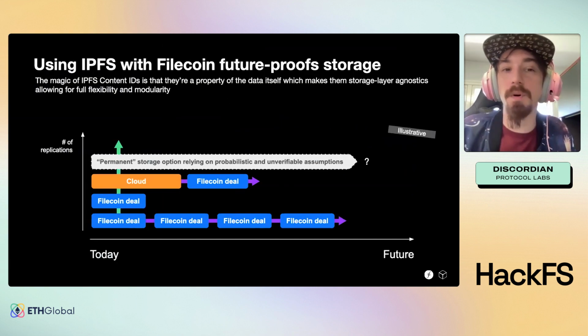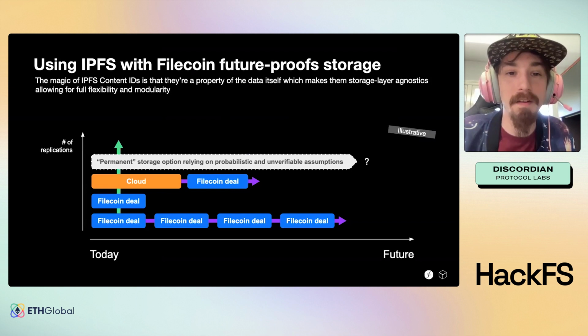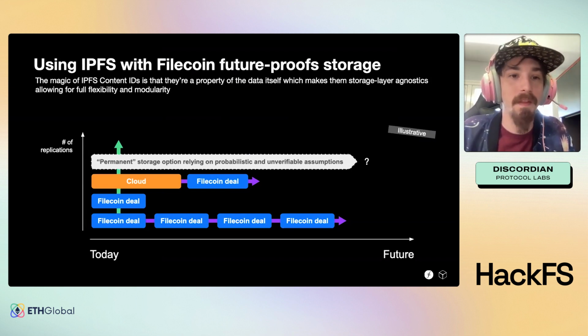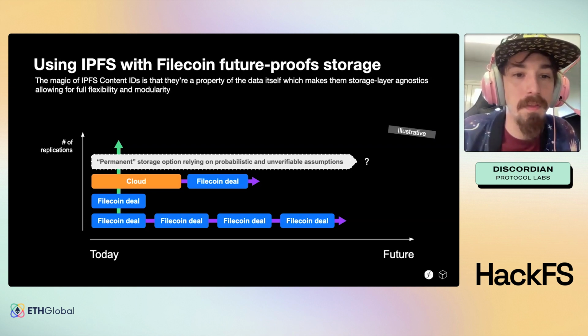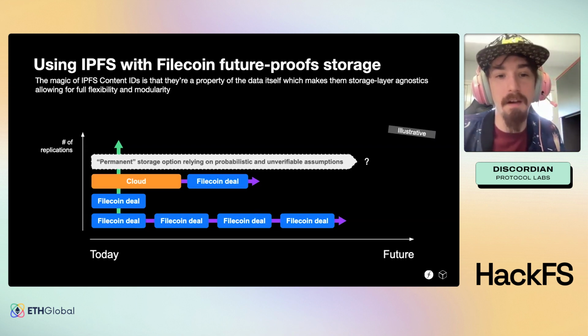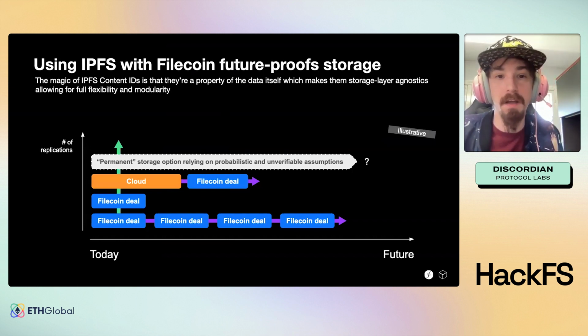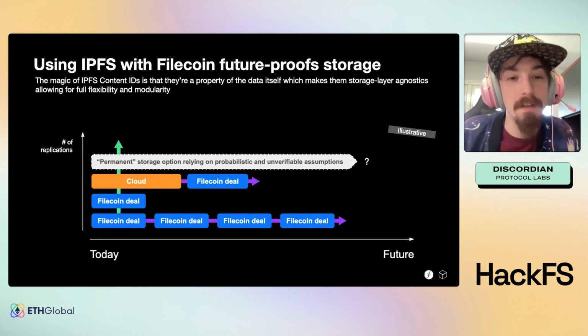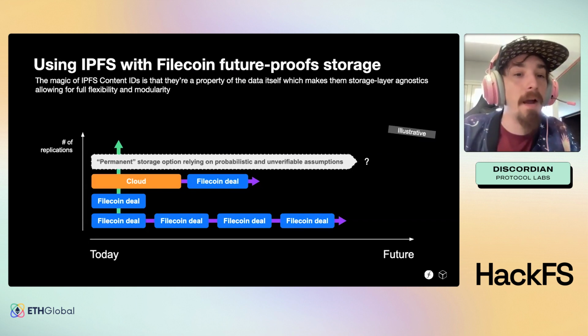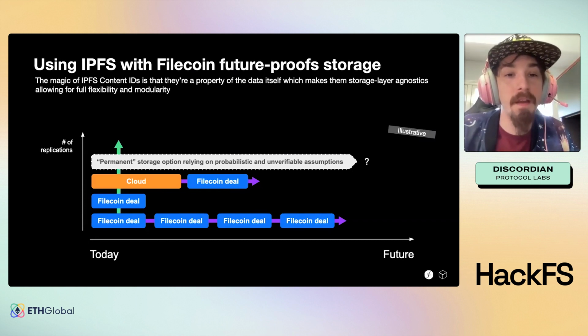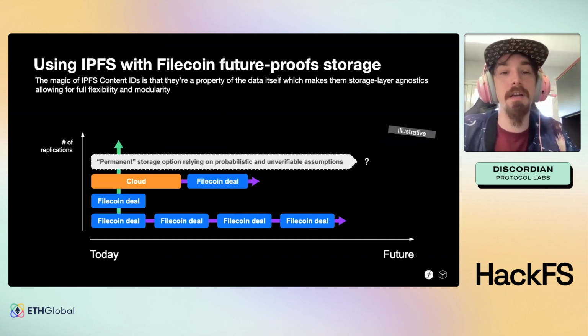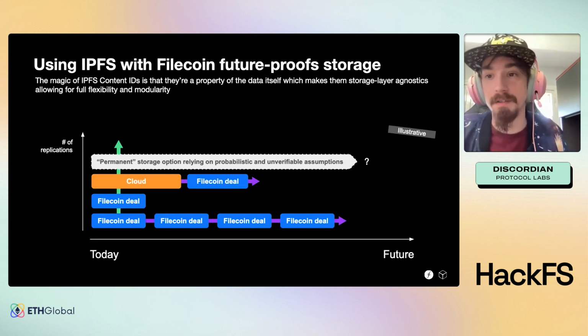IPFS itself is storage layer agnostic, and that's because of the magic of IPFS content IDs. They're a property of the data itself, which makes them storage layer agnostic, allowing for full flexibility and modularity. The fact that it's storage layer agnostic means that you can combine it with the storage layer of your choice. That could be Filecoin, which we think is a great option, but you may also store your data with centralized cloud providers or any other decentralized storage solution.